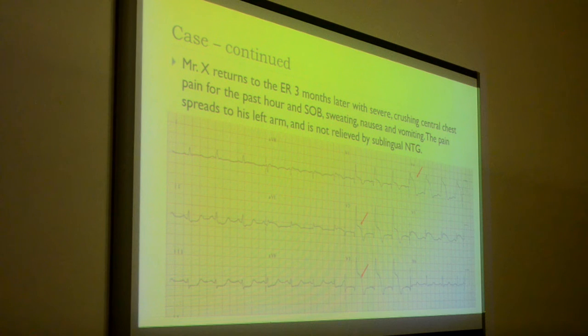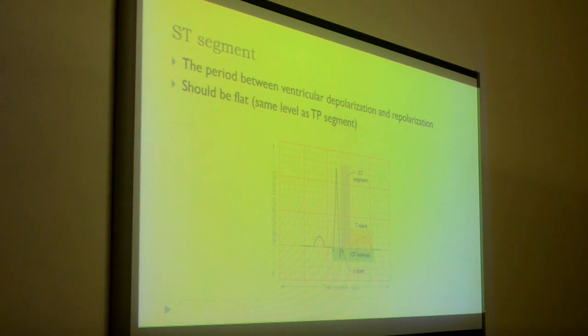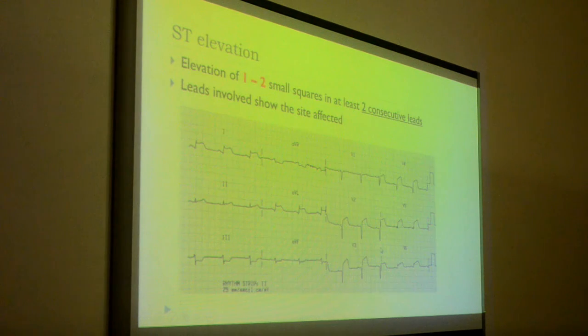This is our patient. He had ST elevation, as you can clearly see, in V1, V2, V3, V4, V5. Which area of the heart is this? From V1 to V5, anterior lateral, yes, the left coronary artery. Normally the ST segment should be flat, similar to the TP segment. Now there are different criteria. Some will say one, others will say two small squares in at least two consecutive leads. If it's more than two, this is clear. And again, the leads show the affected site. Here we have V2, V3, V4, V5, V6.